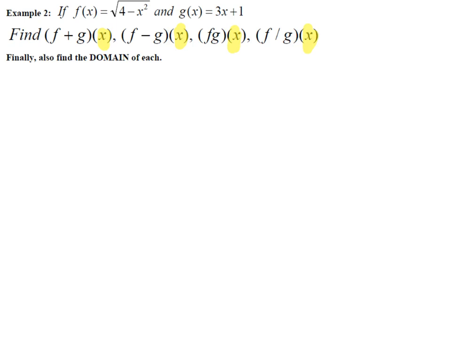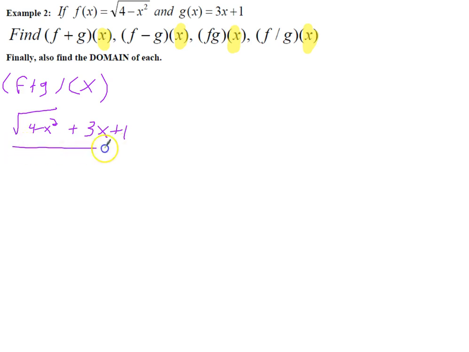So for f plus g of x, we are going to take our f function, which is the square root of 4 minus x squared, and we are going to add it to 3x plus 1. So that's our combination here of this function with addition.